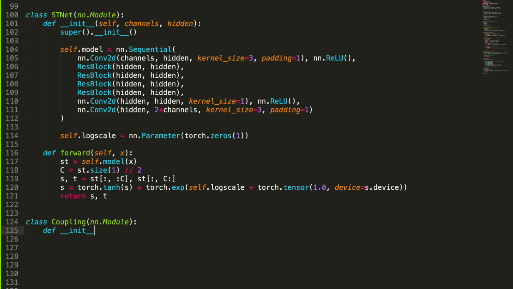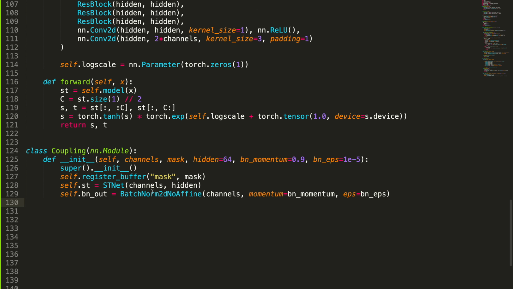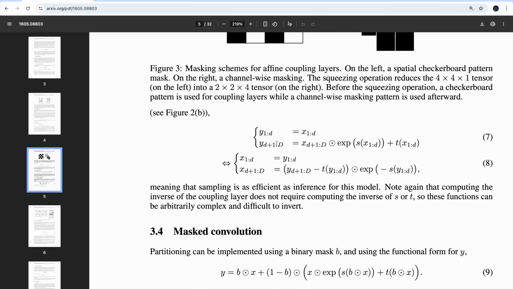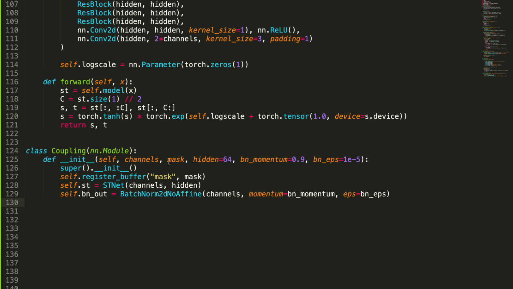Okay, so let's implement those coupling layers. So those coupling layers have a mask as input, okay, because the mask will do the partitioning. It will split X in X1 to D and XD plus 1 to big D. So basically splitting the features in X in two groups. And we do that with a mask, either the checkerboard mask or the channel mask. Okay, so we take that as input, and some hyperparameters. Okay, here the coupling layer.